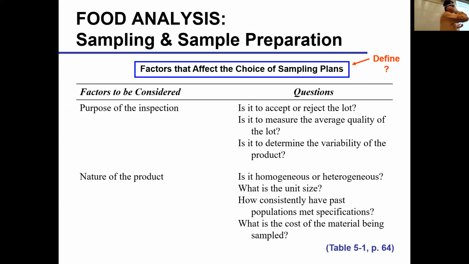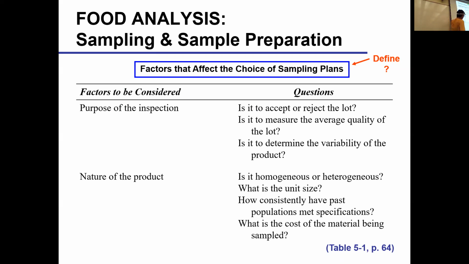All right, so first, what's the purpose of the inspection? Is it to accept a lot, to reject a lot? Is it for general quality assessment? Is it for nutrition labeling? So you have to ask yourself the purpose, and based on that, there might be regulations. If it's for nutrition labeling, we have to follow FDA and FSIS regulation for number of samples to withdraw.